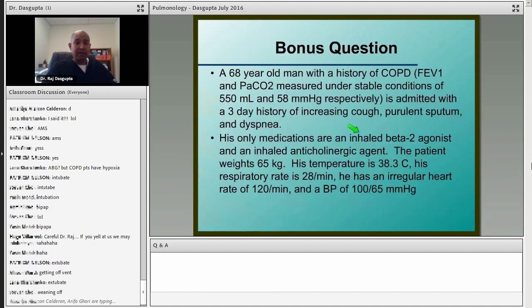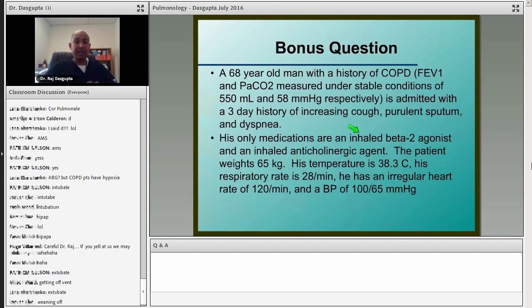A 68-year-old man with a history of COPD. The FEV1 and PCO2 are measured at baseline. At baseline, the FEV1 is 550 mLs. The CO2 is elevated at 58.